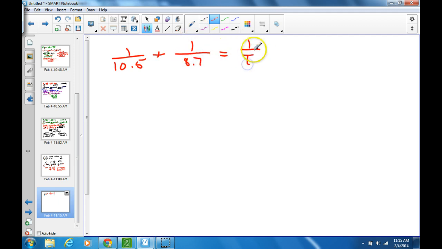And Molly, 1 over 8.7, and together it equals 1 over t. So my common denominator will be 10.5 times 8.7 times t. Okay? So I'm going to multiply each of these by that.